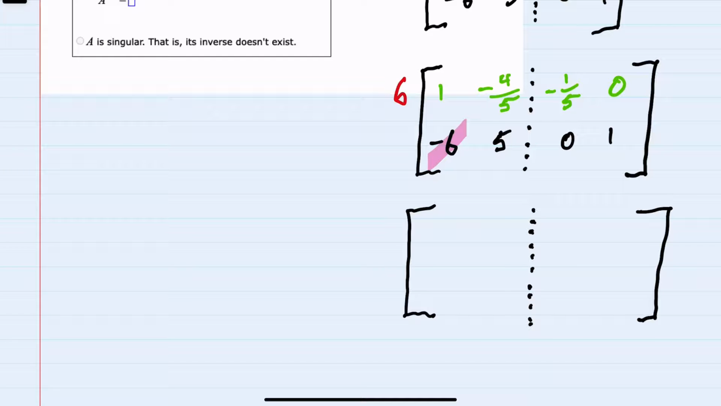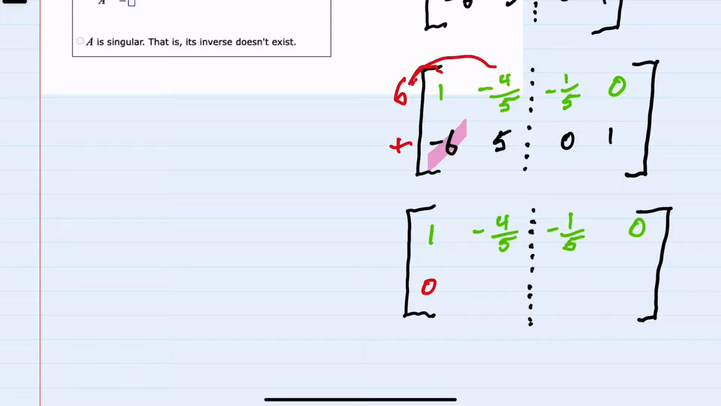So I'm going to go ahead and bring down the first row. And now I'll start the multiplication and addition. I'm multiplying the top by 6. So 6 times 1 is 6. And then I'm going to add that to the second column. So 6 times 1 is 6, plus a -6 is 0. Remember, that's my goal, to get that value to be 0.